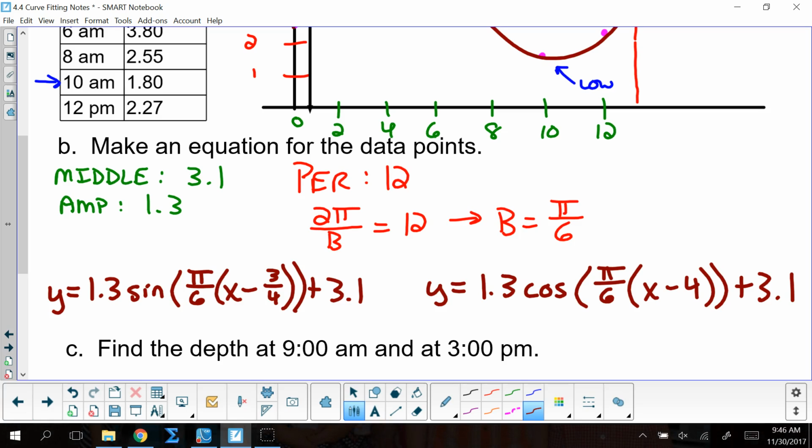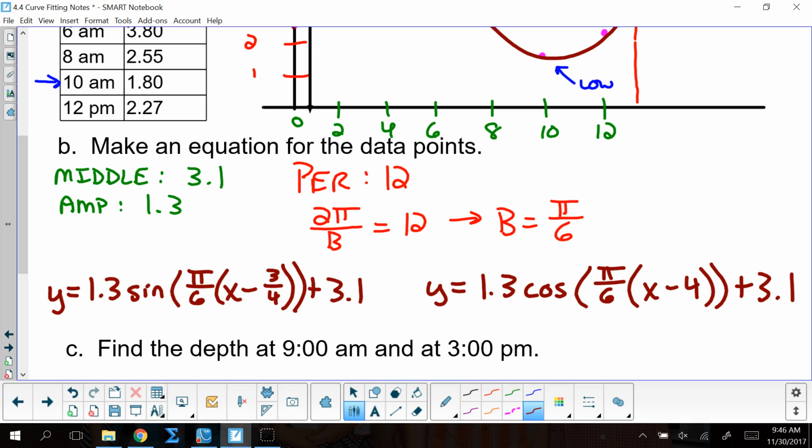Okay? So we've made an equation now to model our data. Sweet sassafras. Because now part C says, use that model to find the depth at 9 a.m. and at 3 p.m. Okay?